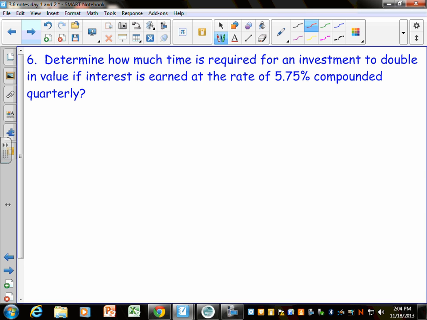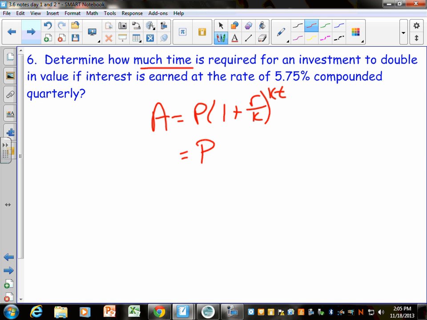Determine how much time is required for an investment to double if interest is earned at the rate of 5.75% compounded quarterly. How many times is quarterly again? So again, let's just write this out. A equals P times (1 plus r over k) to the kt power. We're trying to find how much time, so yet again, I should know everything but time. But people struggle with this because they say they don't tell me how much I start with, so how am I supposed to figure out how much I have when it doubles? If P is how much I start with, how much do I have after it doubles?